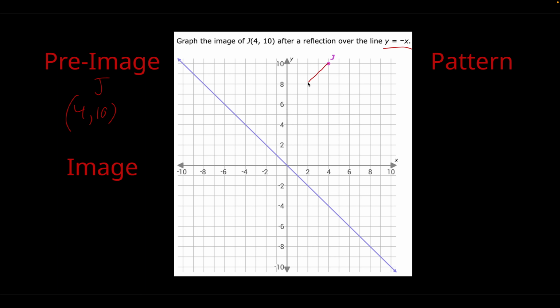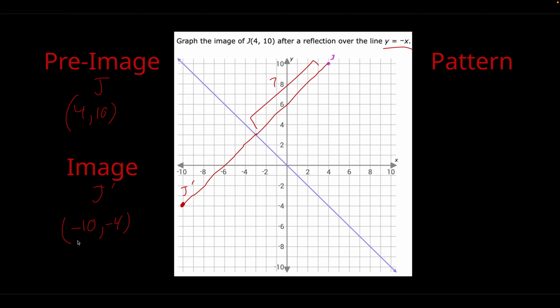So 1, 2, 3, 4, 5, 6, 7. So from here to here is 7 diagonals. So we're going to do the same thing on the other side. 1, 2, 3, 4, 5, 6, 7 will put us right here. So this is J prime. So J prime is located at -10, -4.